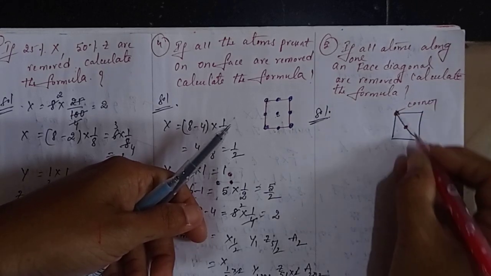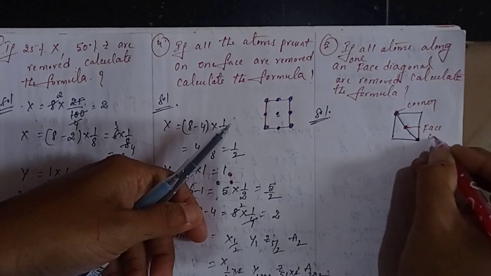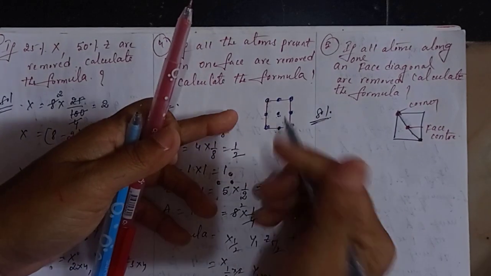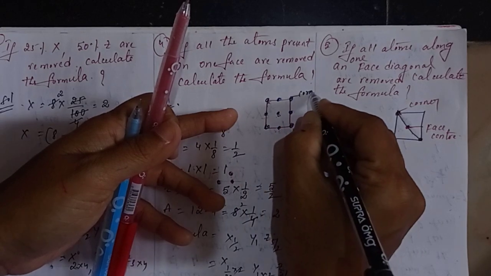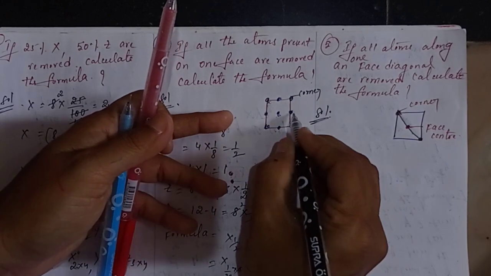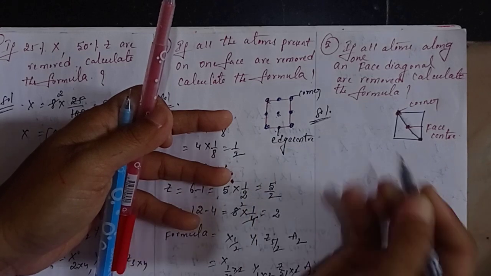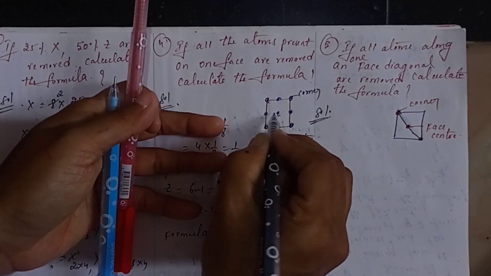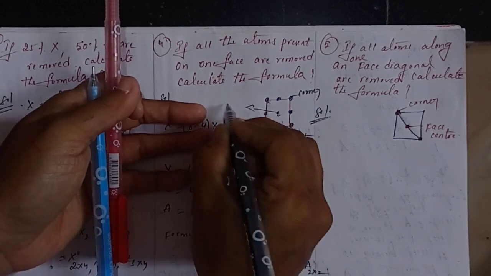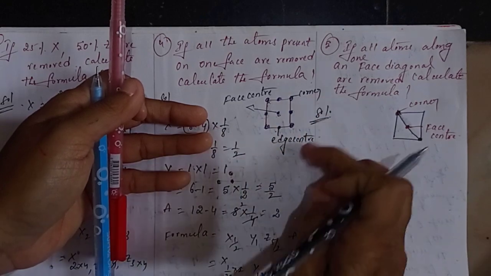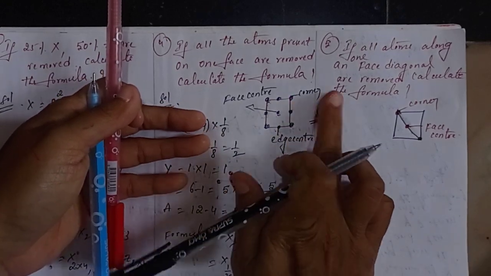Corner particles are there. This is the face center particle, correct? Face center particle. Are you understanding, students? These are all corner particles. This one is edge center particles, and this one is face center particle, correct? Face center, edge center, and this is corners.